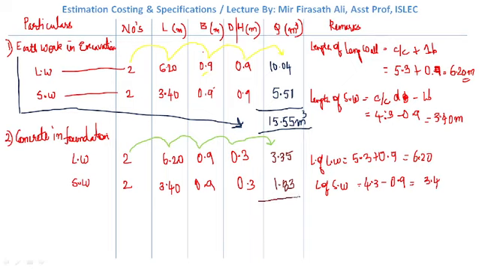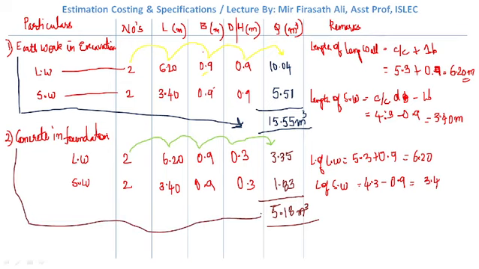So if we add these two values, we will get the value around 5.18 meter cube. So the quantity of concrete in the foundation is how much? 5.18 meter cube is the quantity of concrete in the foundation.